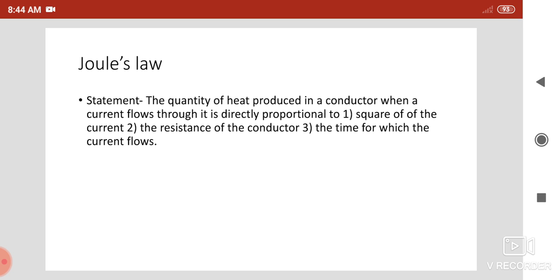The quantity of heat produced in a conductor when a current flows through it is directly proportional to the square of the current. Also it is directly proportional to the resistance of the conductor, and it is also directly proportional to the time for which the current flows. See, we have the expression H equals I square RT, and that is nothing but Joule's law. H means heat. The heat produced is directly proportional to the square of the current, that is I square.